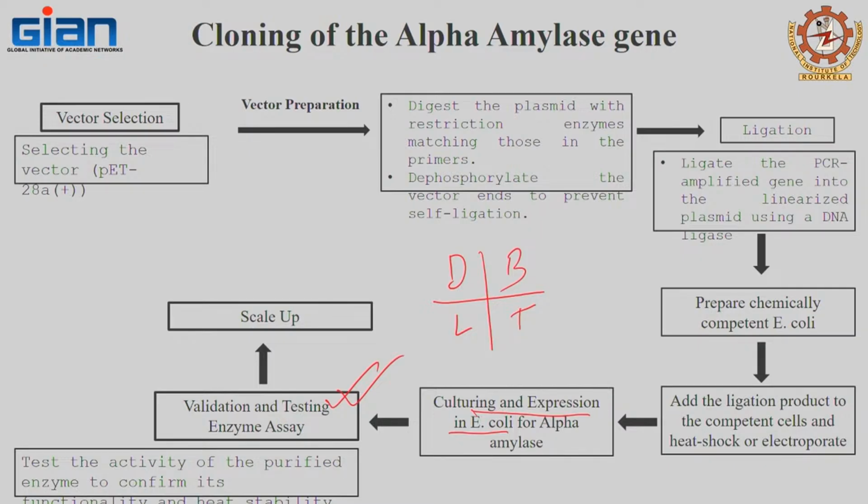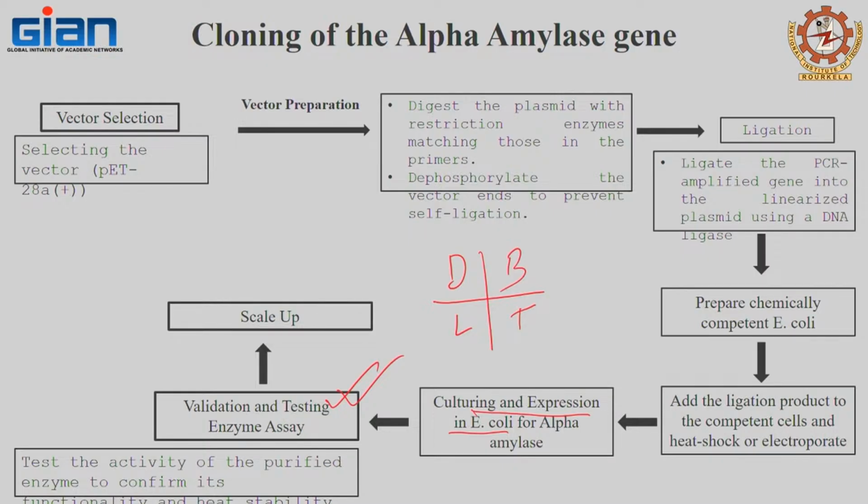After that, culturing, and then we have to check the gene expression, whether it's producing the alpha amylase or not. After that, test the activity of the purified enzyme to confirm its functionality, whether it shows heat stability. Since we are using an electric shock, sometimes a mutation may happen, we can't say, but it may create some changes in the protein production. So we have to check whether it's showing the specific properties or not.